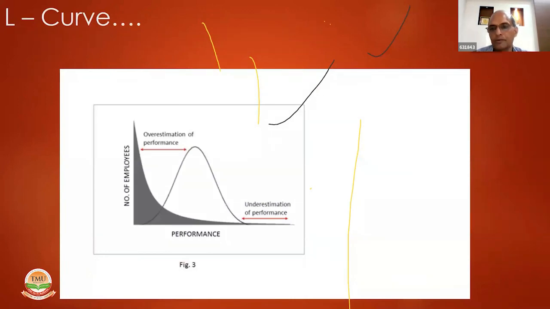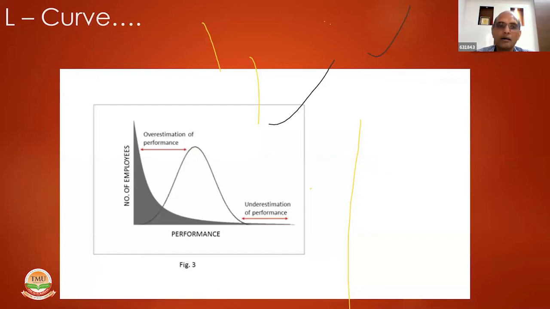Look at it. If you try to use a normal distribution curve over the L curve, what happens? In today's situation, your knowledge economy, where job profiles are much different from each other, if you try to use a bell curve over the L curve, which fits the knowledge economy, what happens? You overestimate and underestimate the performance. People who are higher performers, you underestimate their performance because their performance is pushed towards the average.